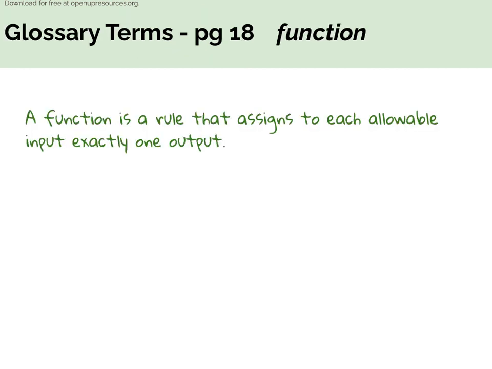So on page 18, we have a glossary term. And we've been talking about a function. A function is a rule that assigns each allowable input exactly 1 output. So, okay, what does that really mean? If I have 1 input, I have 1 output. That is what is considered a function. So it's kind of like what we've been doing. We're just putting a fancy name to it. Again, a function is where we have 1 input, with exactly only 1 output. So go ahead and write down your definition on page 18 for function.